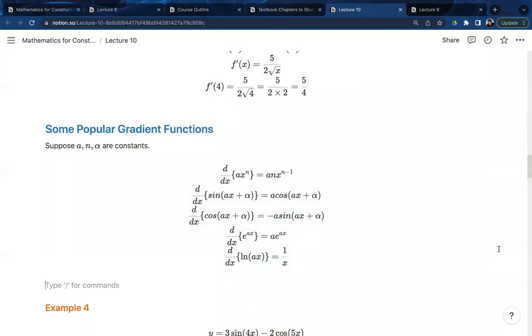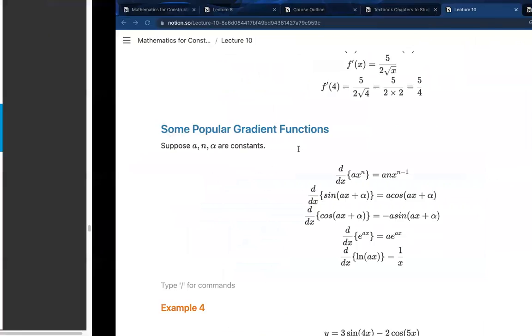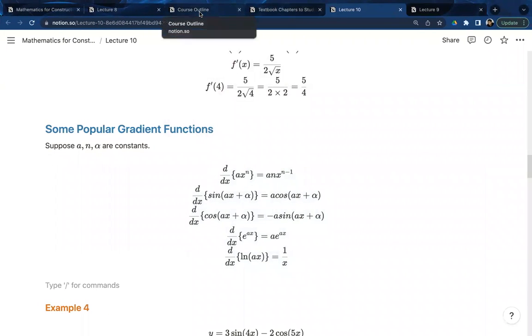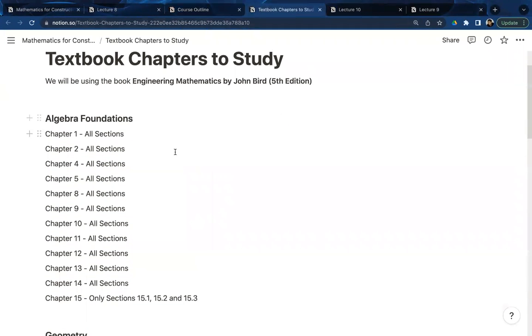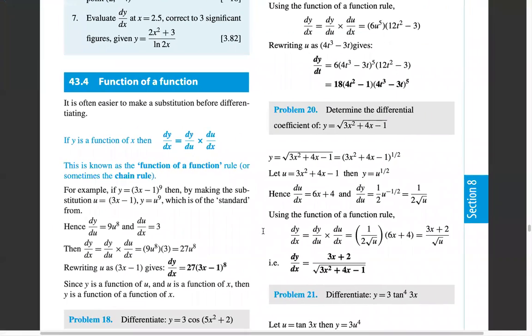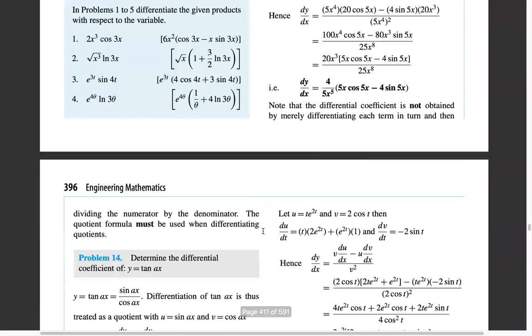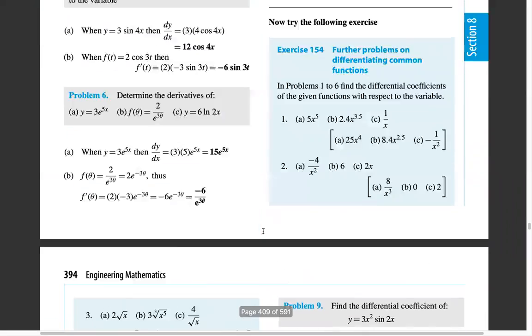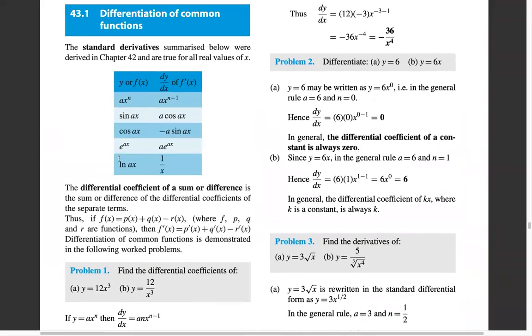For those of you who don't understand logarithms, I'll probably do a review next class, but there is a chapter in the textbook on logarithms. It's probably one of these chapters up here in the algebra foundations. One of these chapters here is for logs. What is a logarithm? Somebody asked the question, what is ln x? That is the natural logarithm of x.